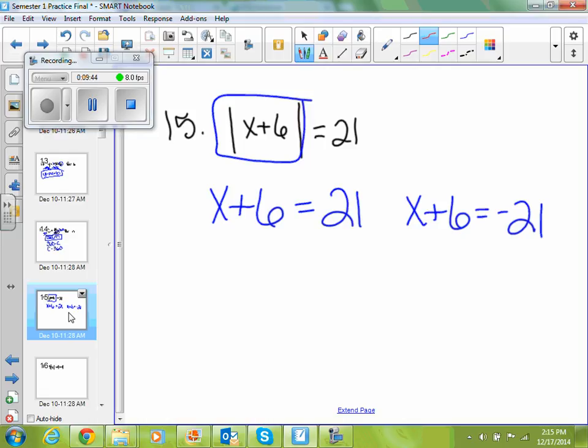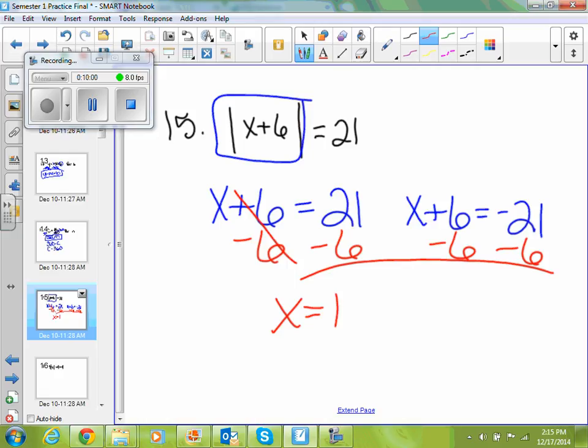Okay, so how do I finish solving this for x? Subtract 6. Yeah, subtract 6, there we go. So I'm going to subtract 6. Okay, 21 minus 6 is 15. Negative 21 minus 6 is negative 27. So you should have gotten 15 and negative 27 for number 15. Do we have any questions on number 15?